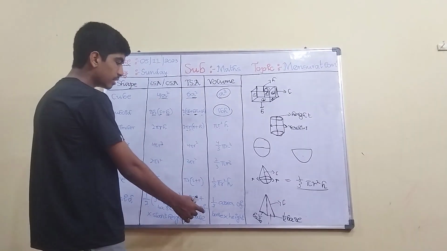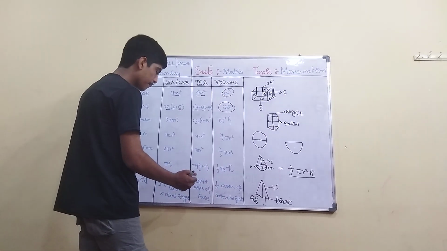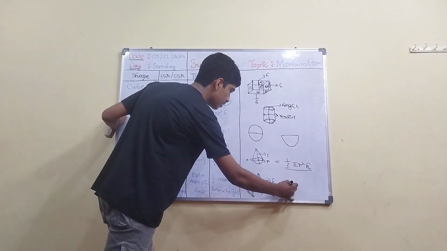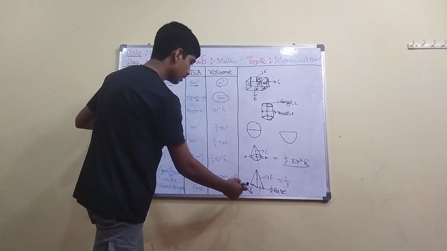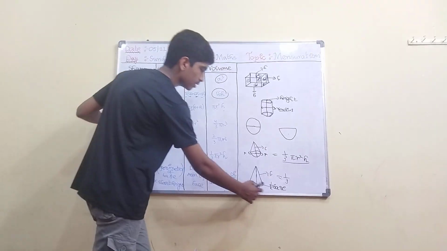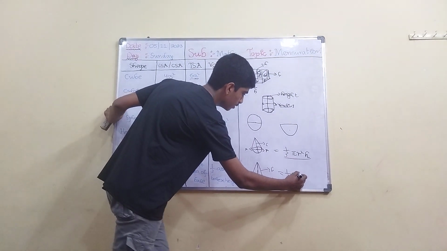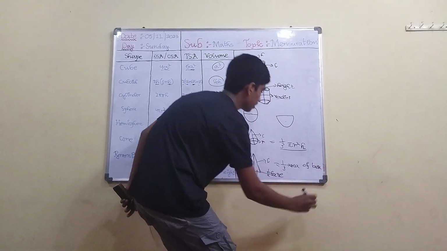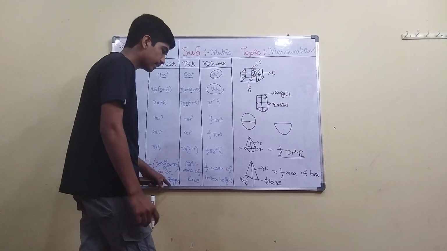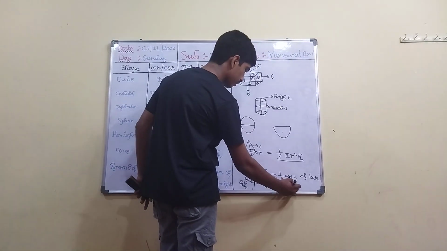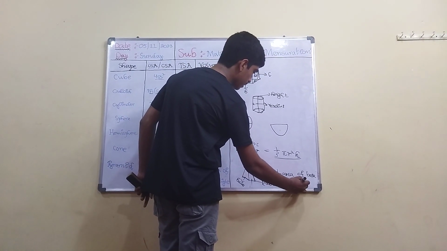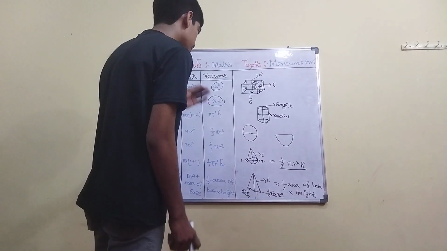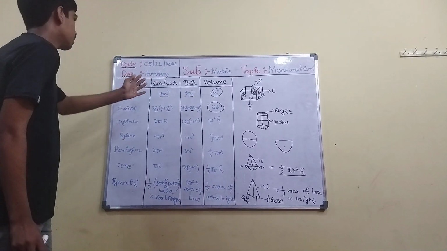And the last one is volume. 1 by 3 area of base into height. We have to divide LSA with TSA. When we will divide, here it is 1 by 2 plus 1, it will become 1 by 3. Area of base, see, area of base 1 by 3 into area of base into height. We have taken here slant height, so we should multiply again with height. If we will multiply with height, we will get the volume for the pyramid. 1 by 3 area of base into height. So these are the formulas in the mensuration.